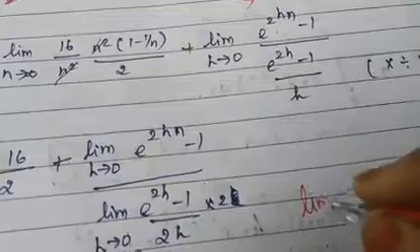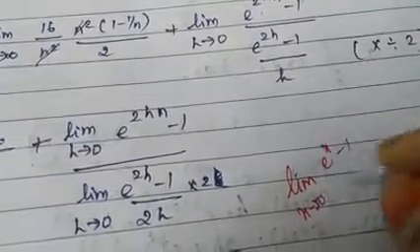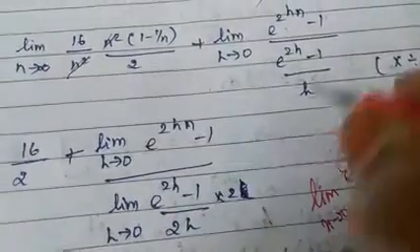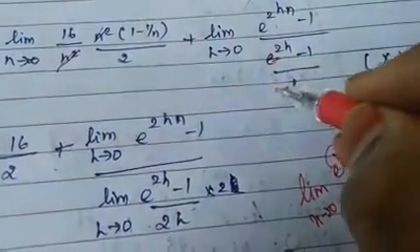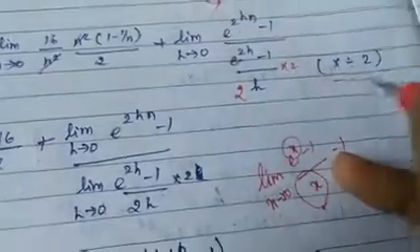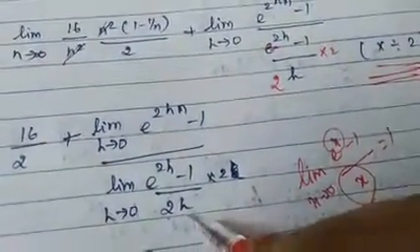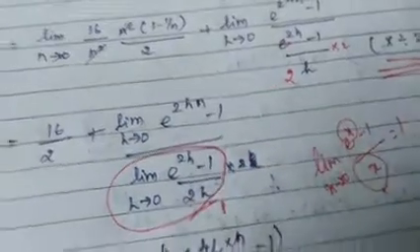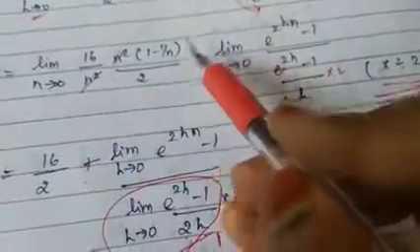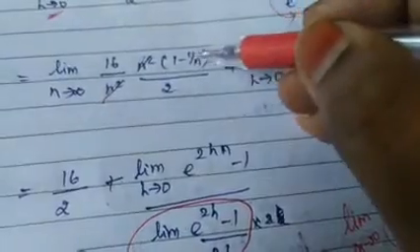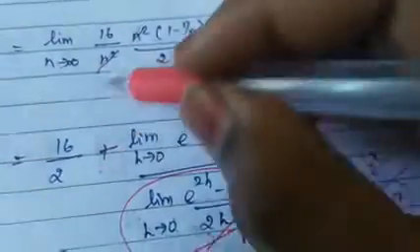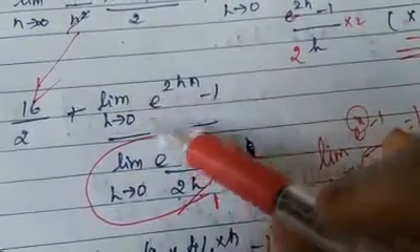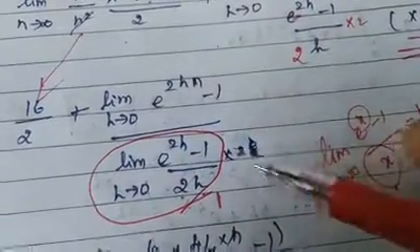According to the formula, limit x tends to 0 e power x minus 1 by x is equal to 1. Here x, therefore here also it's x. Here we have 2h. Therefore what I am doing is I am multiplying and dividing by 2. So I am getting 2h here, 2. Therefore this term will become 1. So when you apply n tends to infinity, this 1 by n will become 0, I told. Therefore, you will be getting 16 by 2 for this limit, and for this, the remaining term is limit h tends to 0 e power 2hn minus 1 divided by 2.